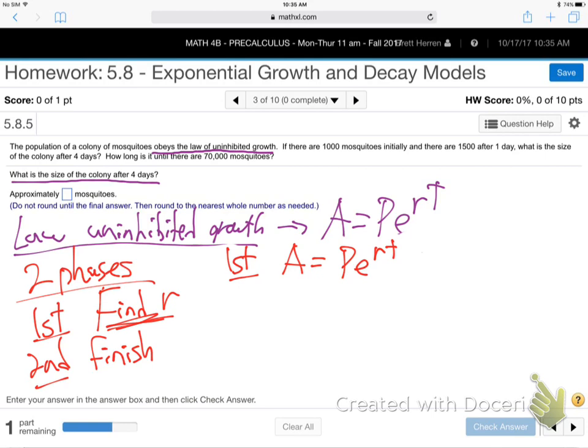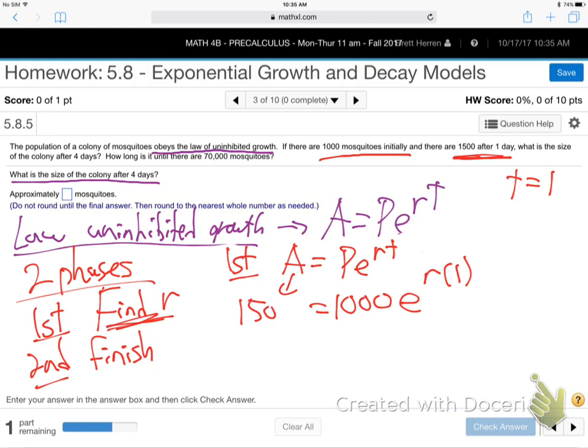So how do I do that? Well, they say there's 1,000 mosquitoes initially. So where does that go? 1,000 mosquitoes initially? That's the P, isn't it? That's like putting that money in the bank at first, putting those number of mosquitoes initially. 1,500 mosquitoes after 1 day. So that means when T is 1 day, then the amount of mosquitoes is 1,500. Right? Everybody see that? So why are they telling me about that? Well, that gives me enough information to solve for R.